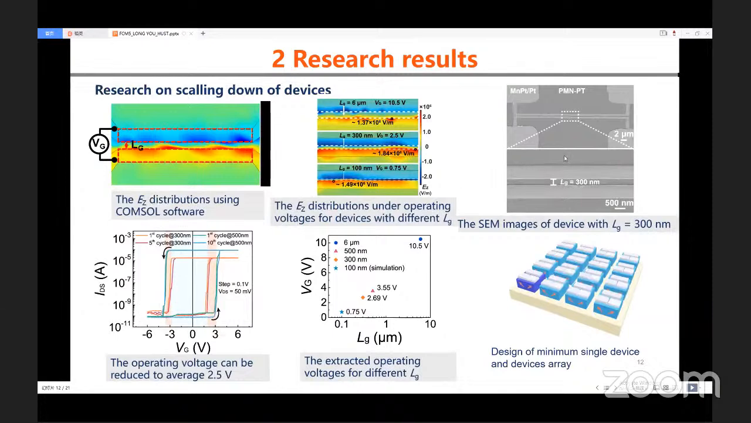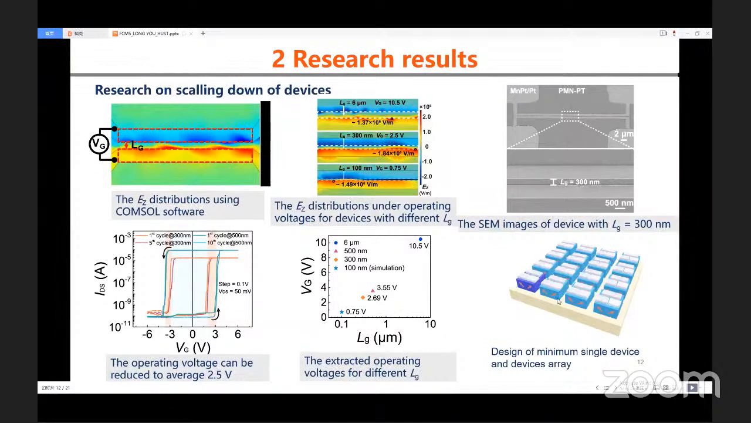Then we fabricated devices with different Lg. When Lg is 500 nanometers, the operating voltage averages 3.5 volts, while when Lg is 300 nanometers, the operating voltage can be reduced to about 2.5 volts, which is consistent with the simulation results. This figure summarizes the operating voltages for different Lg. With Lg decreasing, the operating voltage reduces quickly.